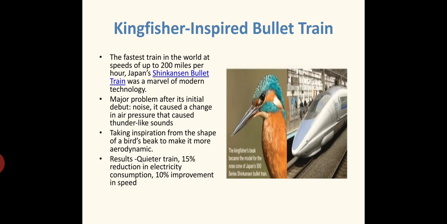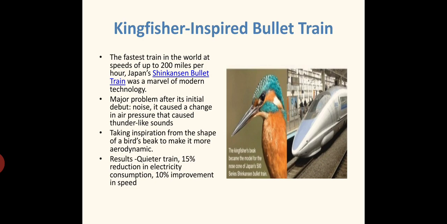Kingfisher inspired bullet train. The fastest train in the world, at speeds up to 200 miles per hour, manufactured in Japan, was a marvel of modern technology. That was one of the wonder technologies. Once it was manufactured, the major problem after its initial debut was noise. It was creating very high noise in its initial designs with this high speed. It caused a change in air pressure that caused thunder-like sounds.